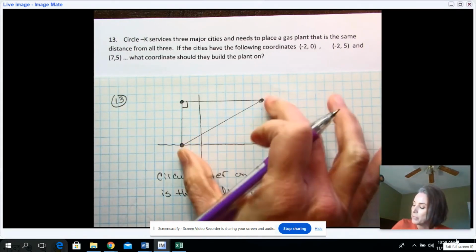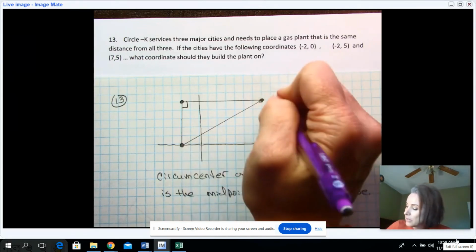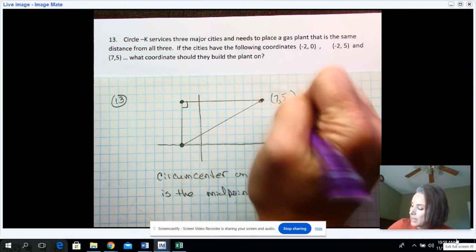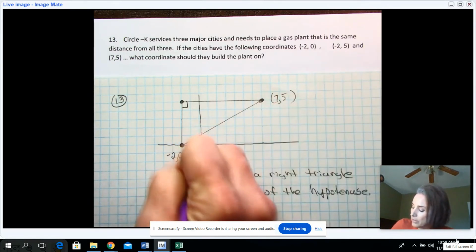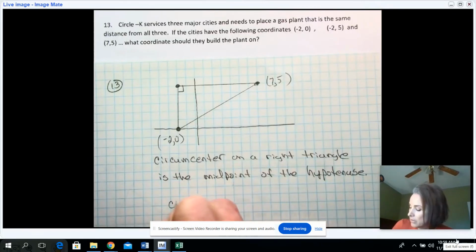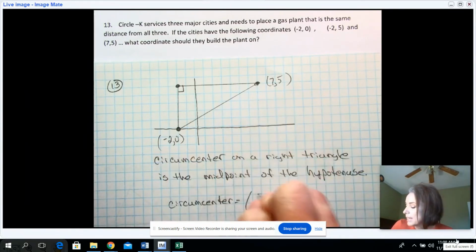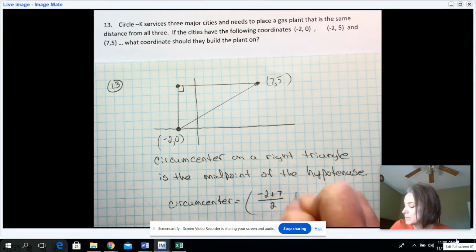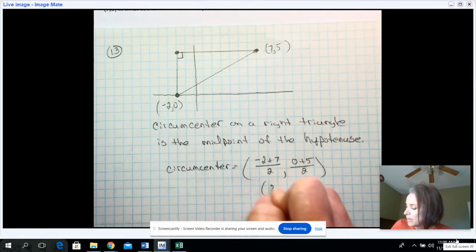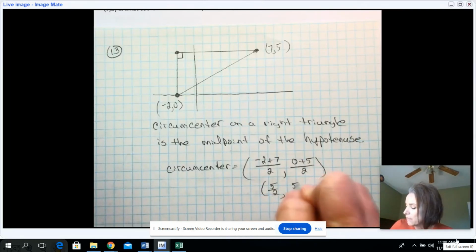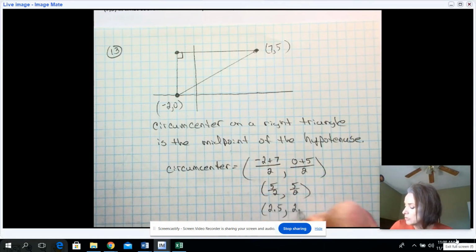All right, so to find the midpoint of the hypotenuse, I need these coordinates. So this is 7, 5, and this is -2, 0. So the circumcenter would be, add your x's up, -2 plus 7 divided by 2, and then add your y's up, 0 plus 5 divided by 2. So we're going to end up with 5 halves and 5 halves, or if you want, 2.5 and 2.5.